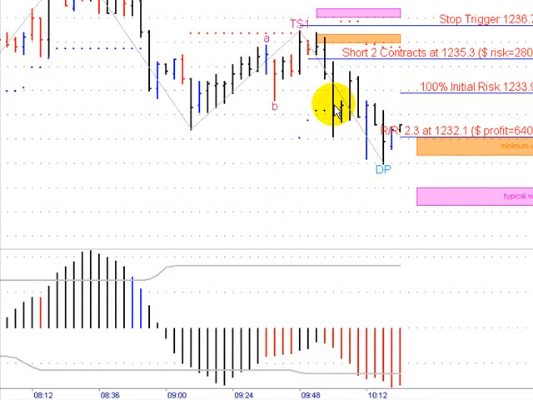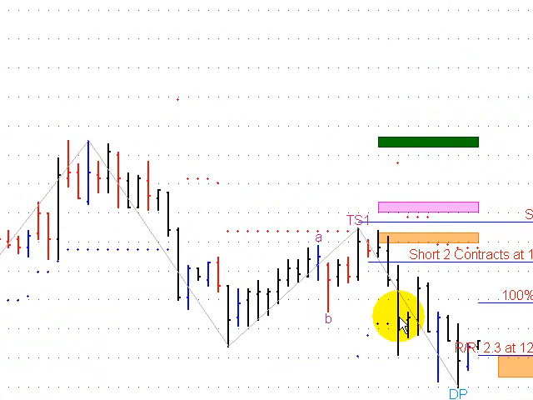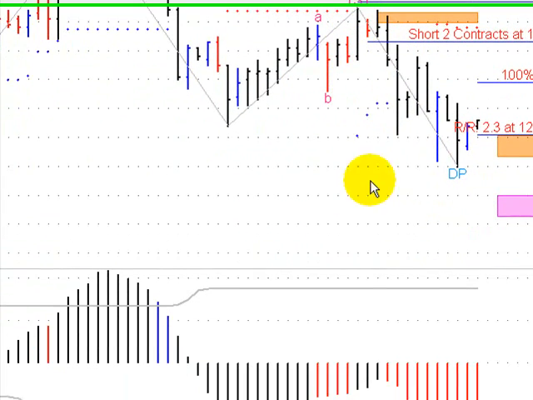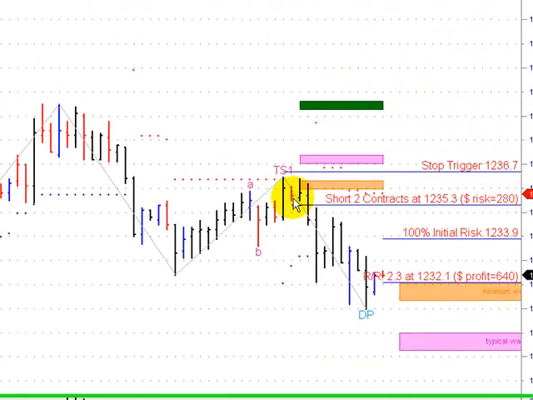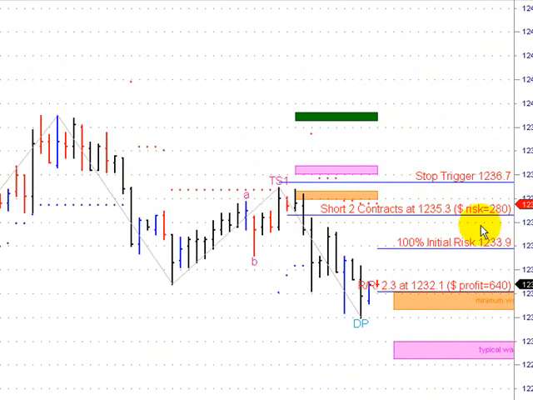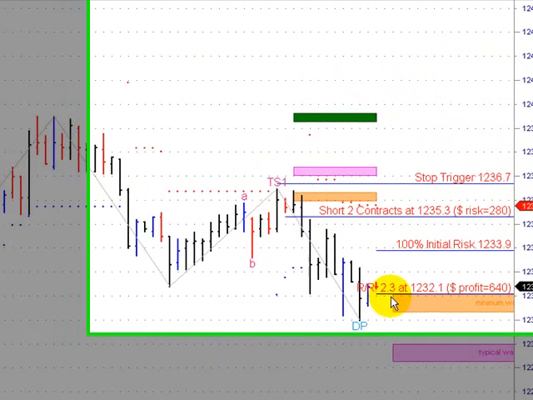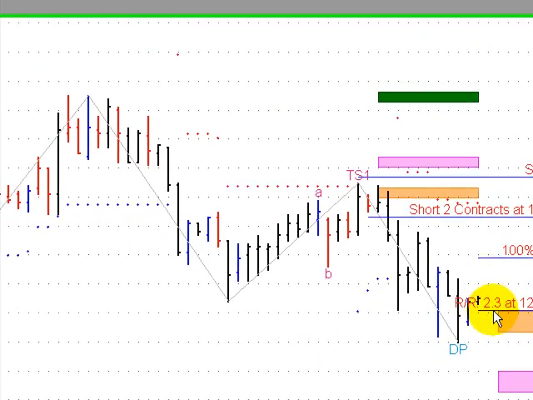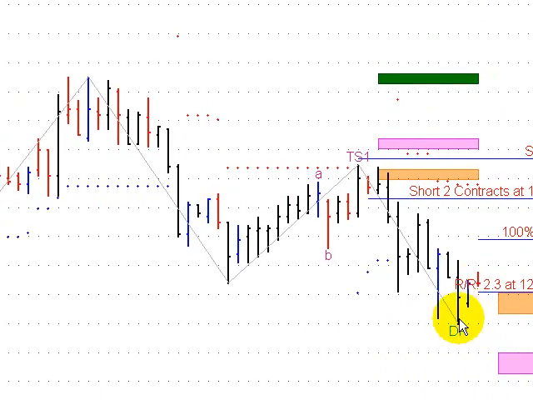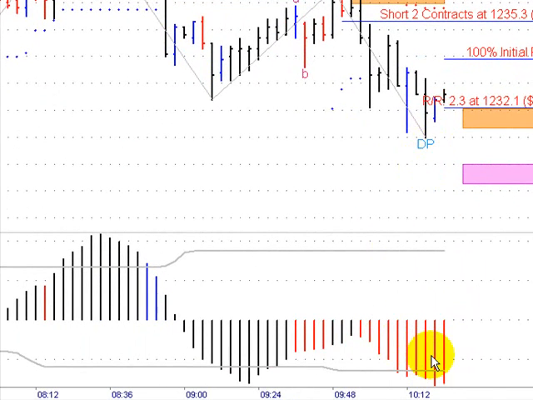Here's a 3-minute setup in gold. There was a TS1. This one is with the trend, at least the trend is down to neutral here. And I put the analysis on here. A risk of $280, 2 contracts there, with a 2.3 to 1 risk reward for $640 hit at the minimum wave C target. Now there's a DP signal that's going in the other direction. It is against the trend.